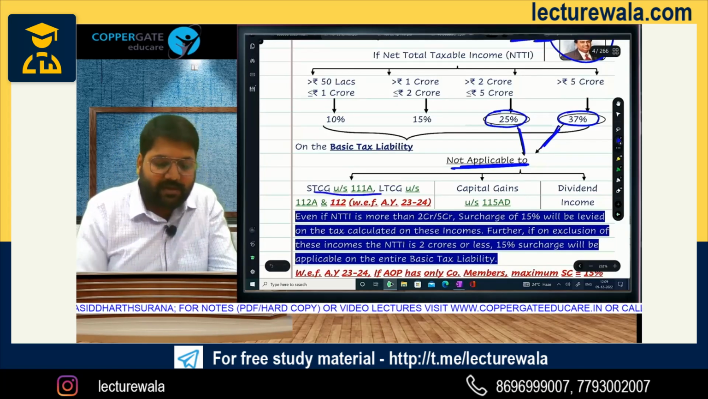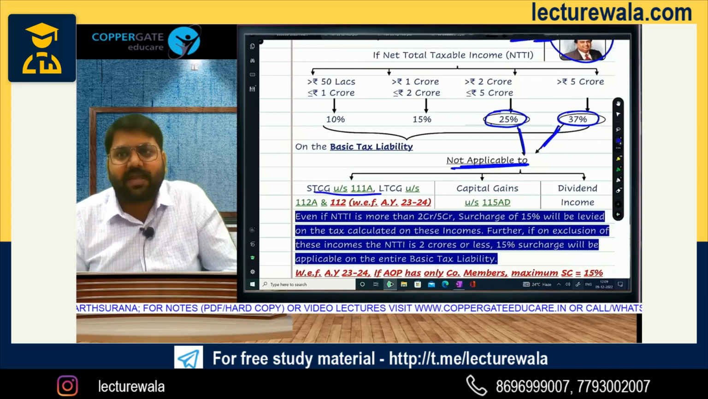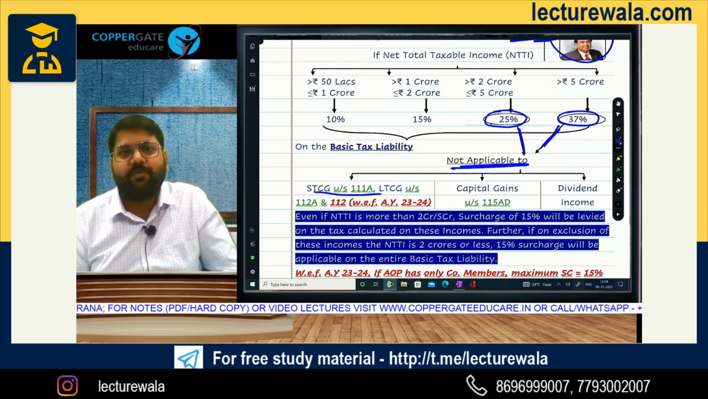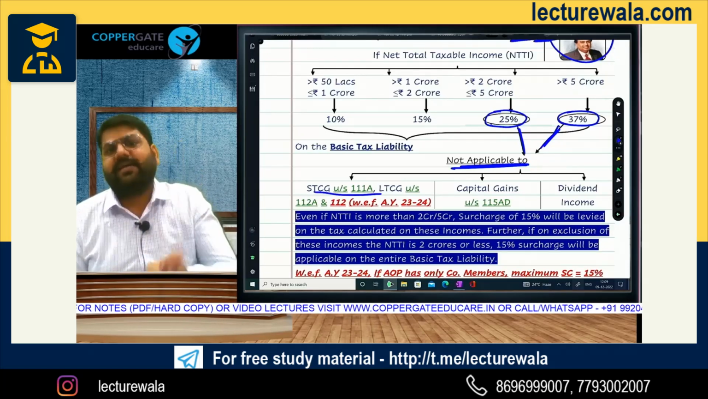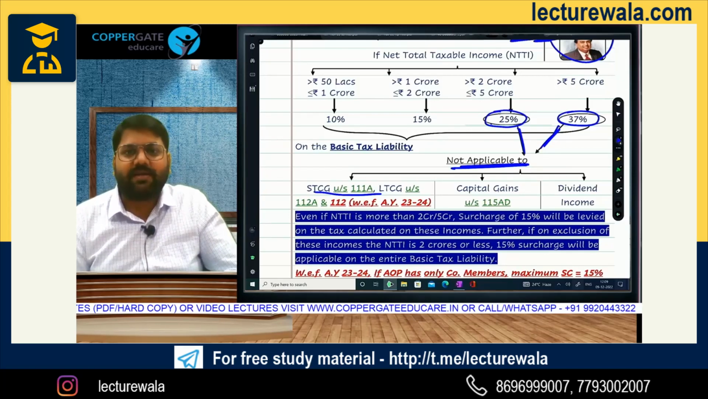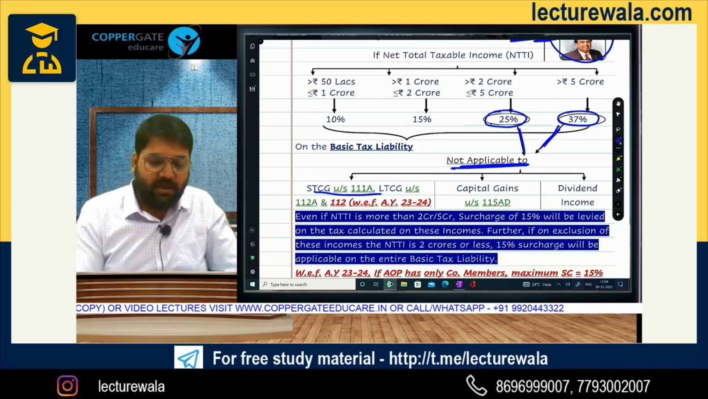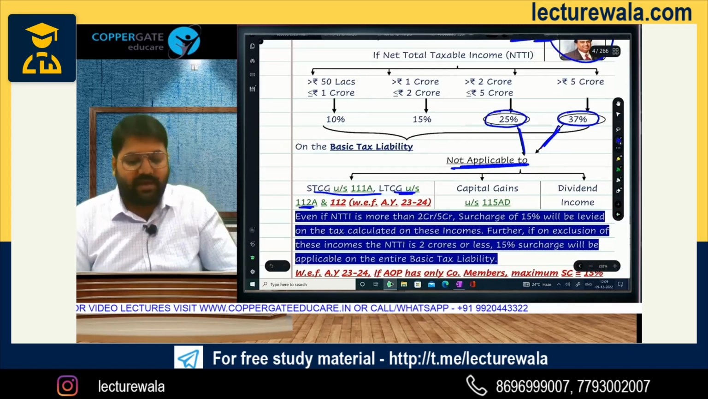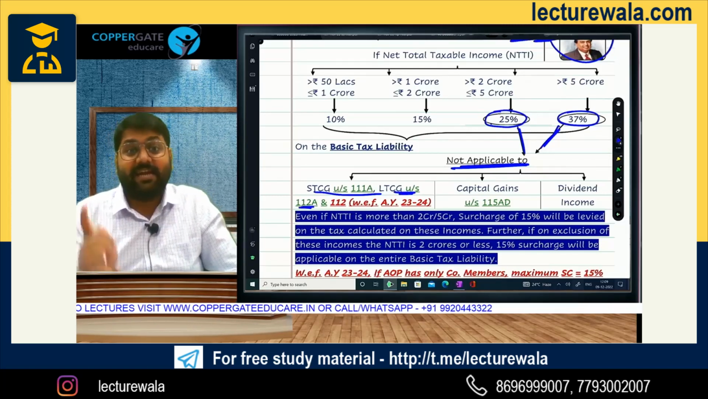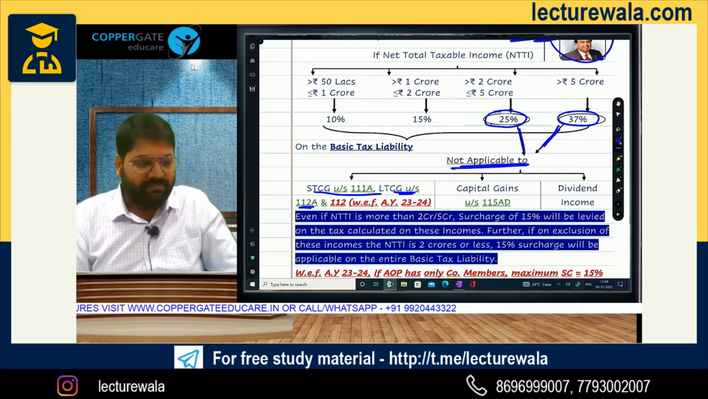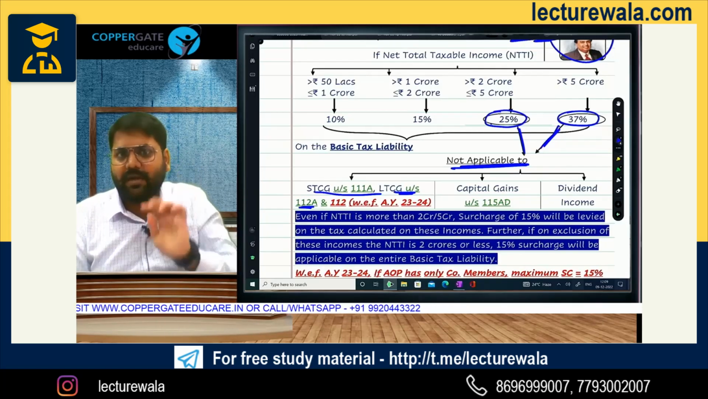Short-term capital gain under 111A. First timers know in full course, it is difficult for me to explain it to them. But you all are second timers, so you all know. Stock market short-term capital gain is taxable under 111A at 15%. Stock market long-term capital gain is taxable under 112A at 10% on excess over 1 lakh. Means if your income is 5 lakh, you pay 10% on 4 lakh.